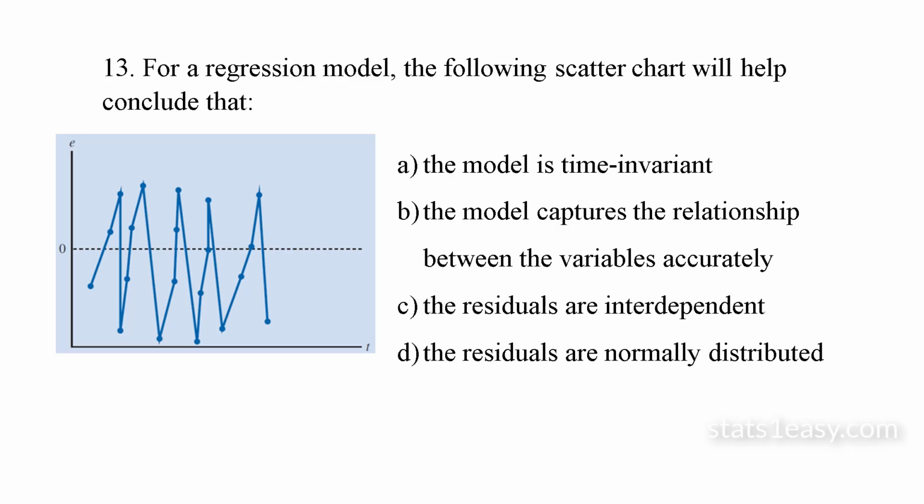In 13, for a regression model, the following scatter chart will help us conclude that. Now, the first thing we need to note about the scatter chart is that we have a T at the horizontal axis here. And when we have a T there, it means we have time series data. Okay, and on the vertical axis here, we have an E, or the errors, or the residual. So, in essence, we're testing for the independence of the errors.